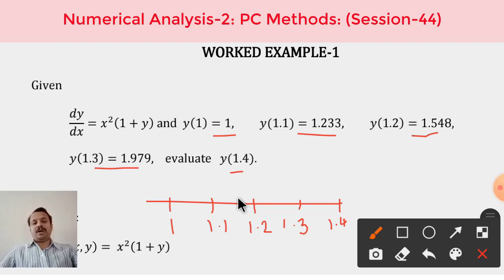That is one way of interpreting this problem. But if we don't know these values, we will be asked to find the value of y at 1.4 for y at 1 equal to 1. This will be the initial condition. So we can use any one of the single step methods to find the value of y at the next points, that is 1.1, 1.2, 1.3. So this one is already in hand with the given initial value problem.